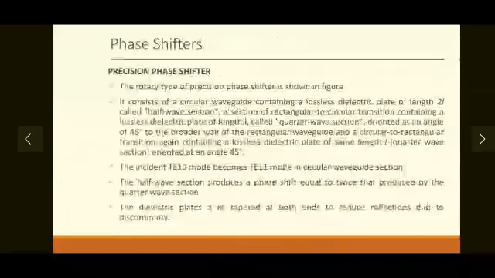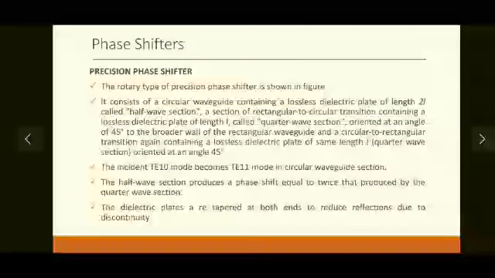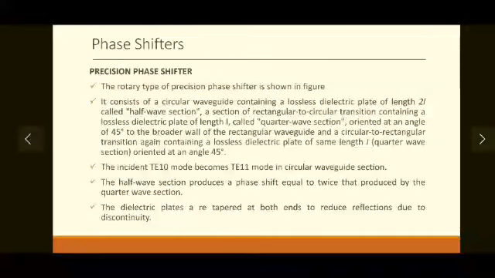So let's see. It consists of a circular waveguide containing a lossless dielectric plate of length 2L, which is equal to lambda by 2. So it is called a half wave section. It is in the middle part. Then a section of rectangular to circular transition, that is, a rectangular waveguide into a circular transition containing a dielectric plate of length L, that is lambda by 4. That's why it is called a quarter wave section.